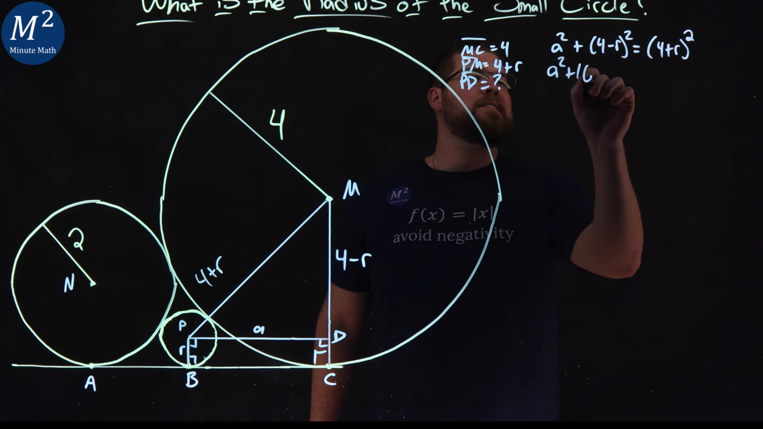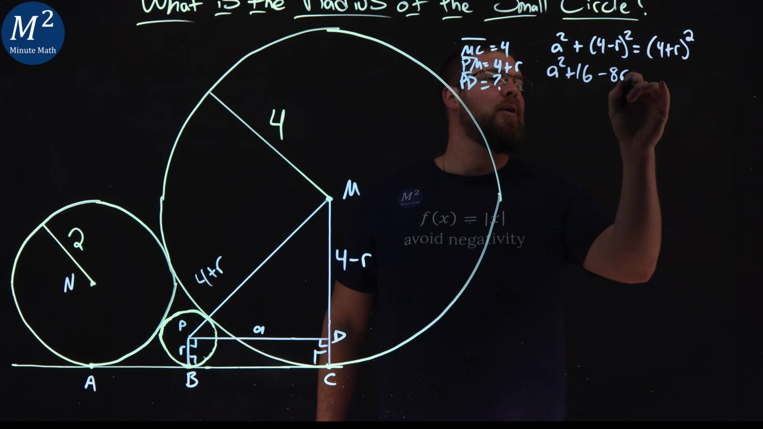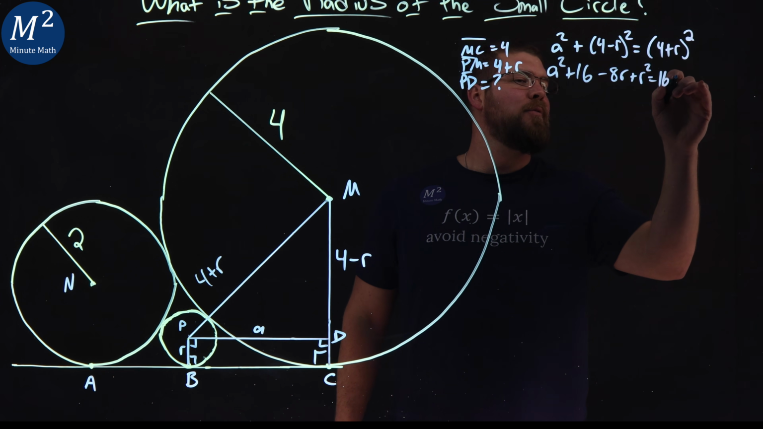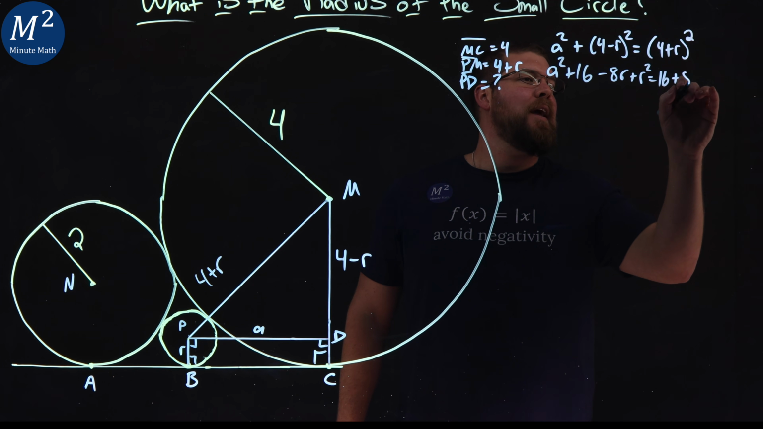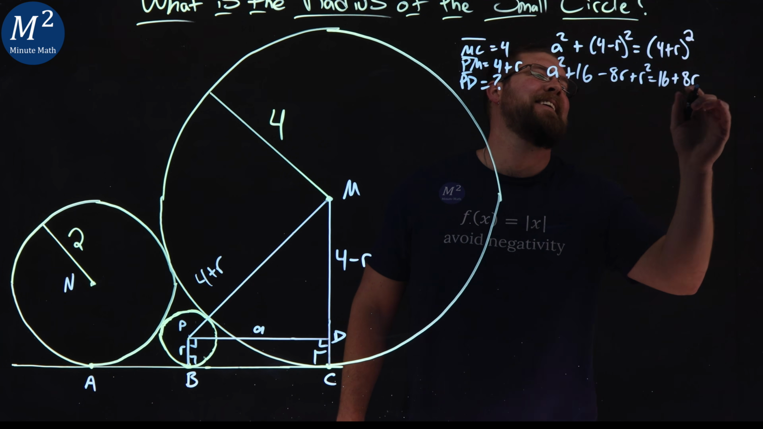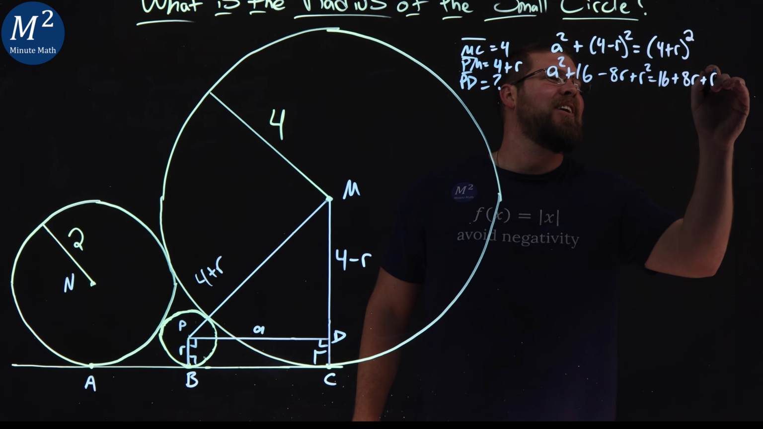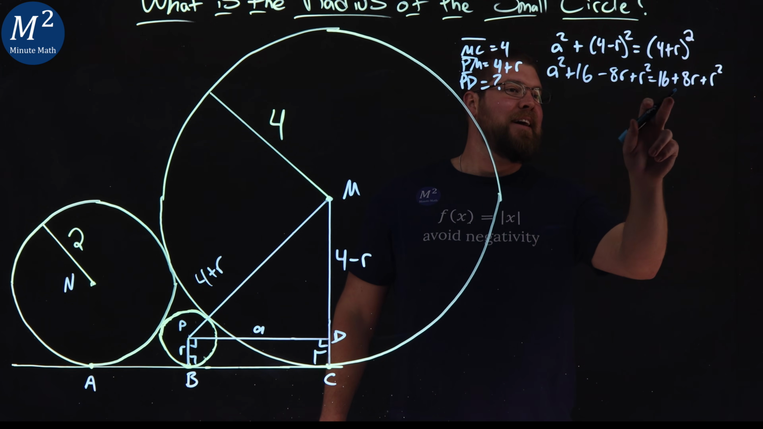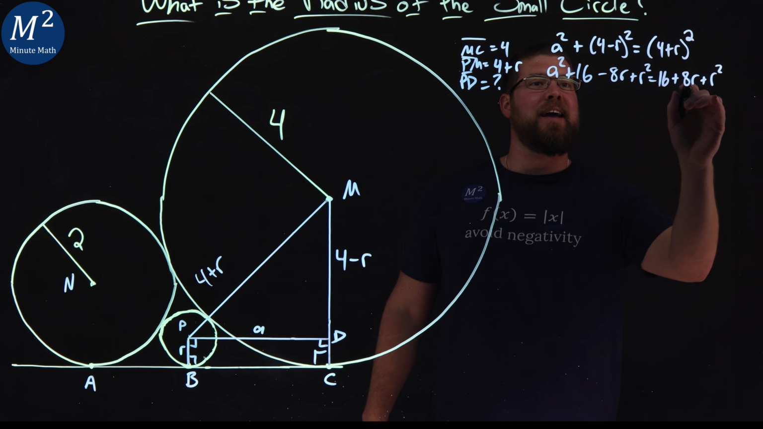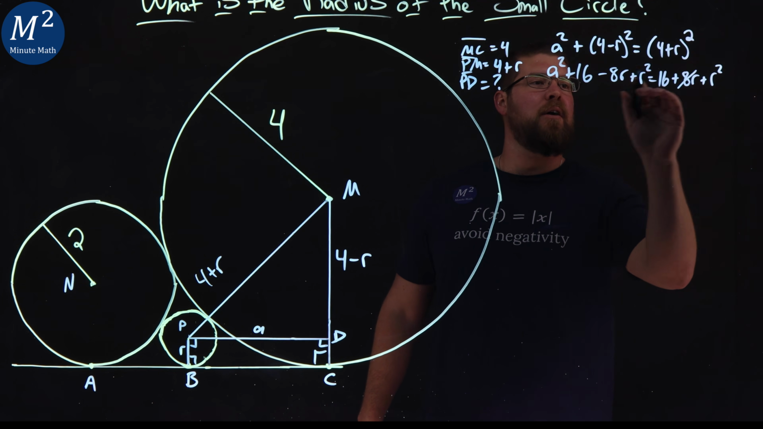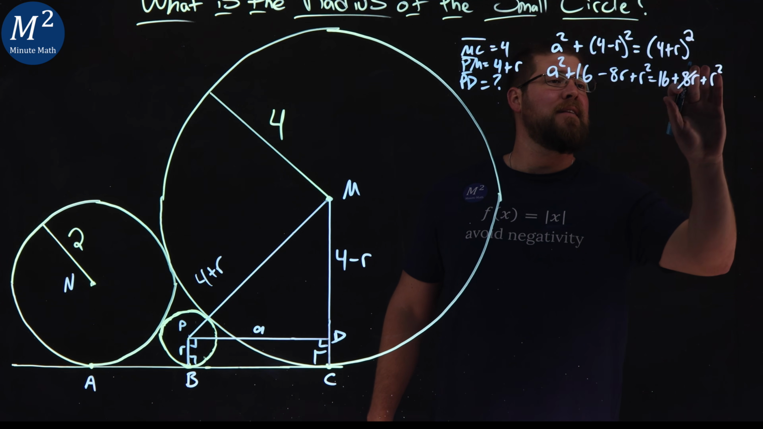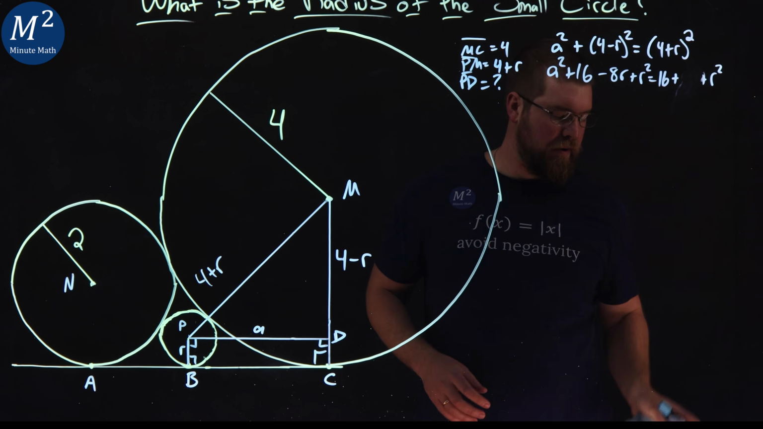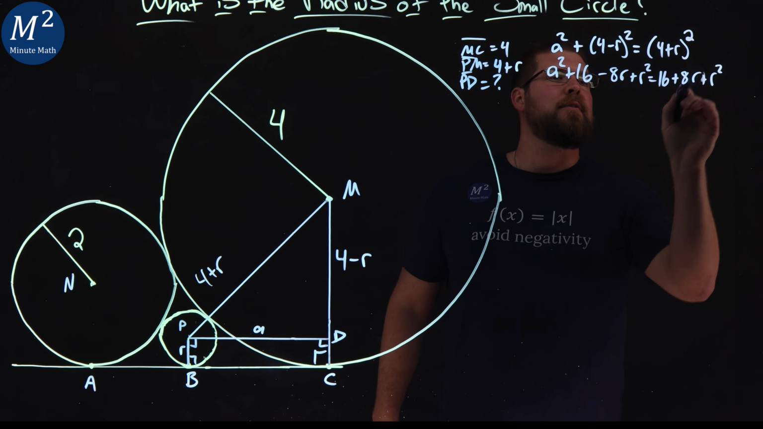4 squared is 16, minus 8R plus R squared, is equal to 16 plus 8R plus R squared. Oh, that's going to be nice and cancel. Actually the 8R doesn't cancel, it stays the same. See, I mixed it up. Be careful with your negatives and minus signs.